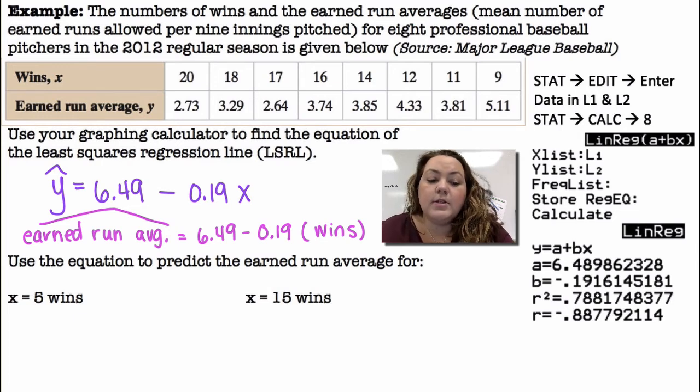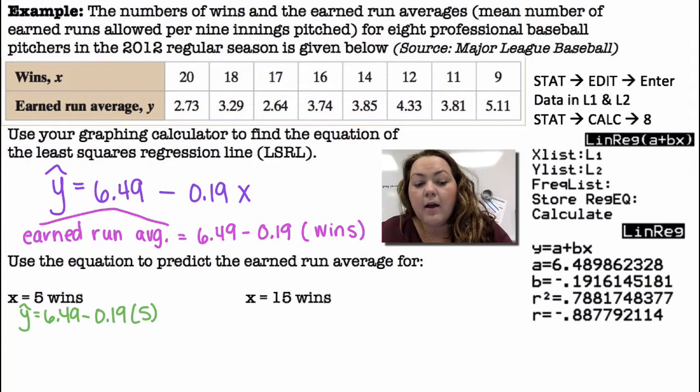All right, so now I'm going to use the equation to predict the earned run average for 5 wins and 15 wins. So I would take my equation and plug 5 in for x. I do negative 0.19 times 5 and add 6.49 to it, and I get 5.54. So for 5 wins, we would predict the earned run average to be 5.54 runs.